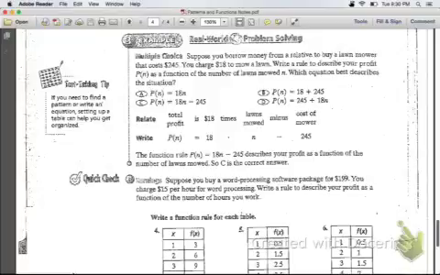So in the quick check, it says, suppose you buy a word processing software package for $199, and then you charge $15 an hour for word processing. Write a rule to describe your profit as a function of the number of hours you work. So again, we're talking about profit. So $15 per hour, right? So we could do P of n is equal to $15 per hour minus the cost of that package will give us the profit.